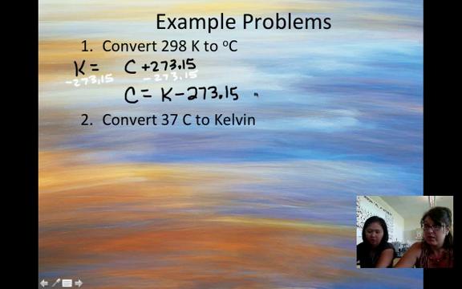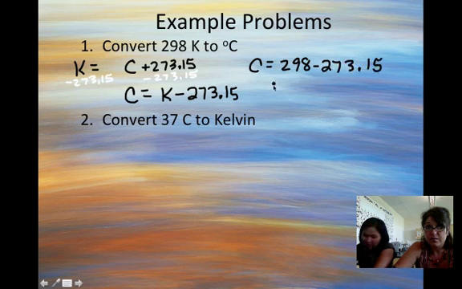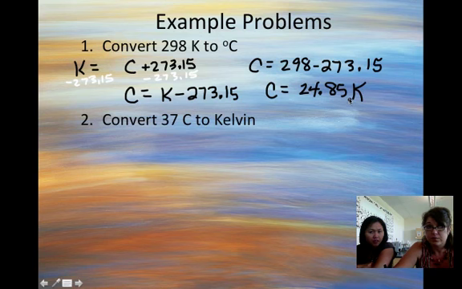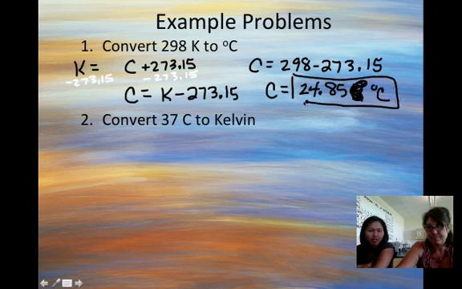All right, so now we have a strategy. Let's put our numbers in: 298 minus 273.15. What'd you get? It's 24.85. But don't put degrees Kelvin, and we're changing it to Celsius. So it means that 298 Kelvin is equivalent to 24.85 degrees Celsius.